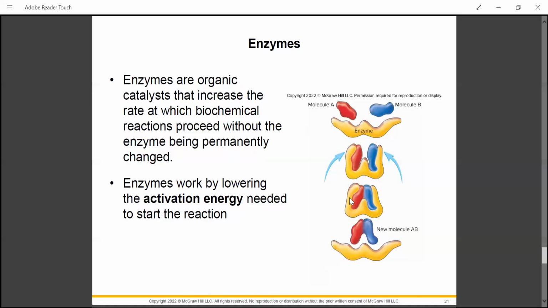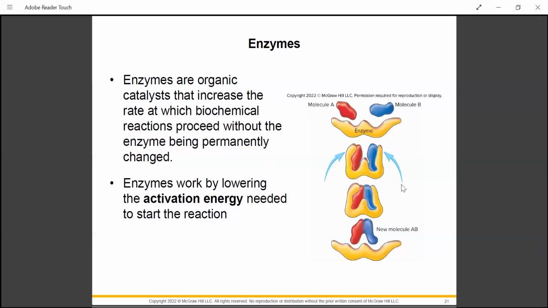So let's imagine that this protein or this enzyme was not here. And for example, let's say it takes 10 ATP to combine molecule A and B into AB. But if we add our enzyme, now let's say it only takes 5 ATP to make this happen. So we're significantly lowering that activation energy to allow our process to happen without having to use up so much energy. These are happening all over the body.